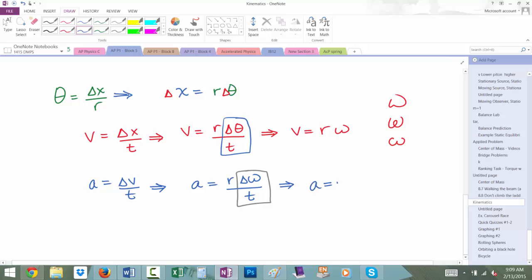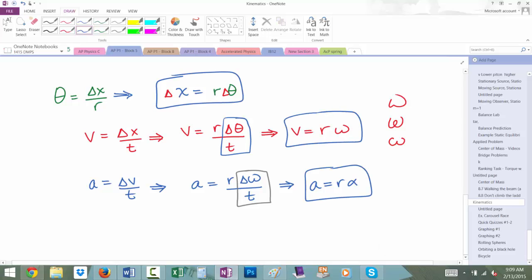A is equal to R times alpha. So now you've got relationships between each of these things, the translational version and the rotational version. And what is it that connects them? Radians. The radius. How far you are out on the circle. Okay? That's all that you need. Is that okay? All right. We're going to take that and use it. Here we go.